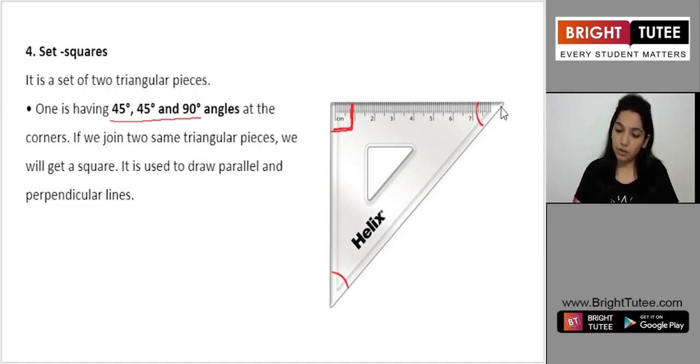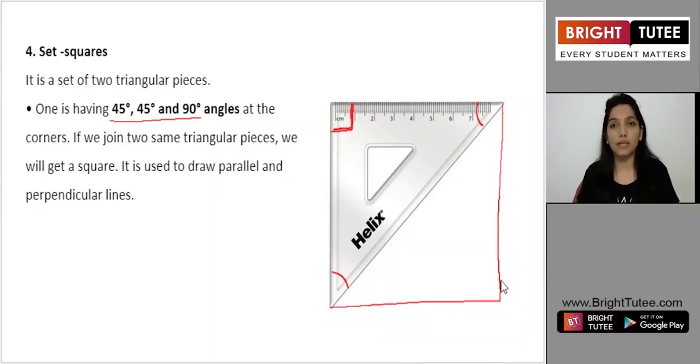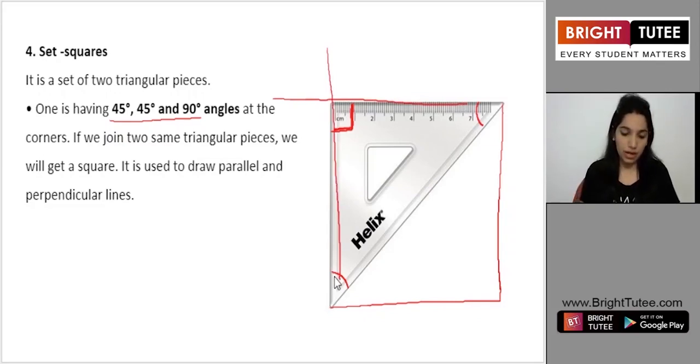At the corners, if we join two same triangular pieces, we get a square. Imagine you get another such set square and you put them side by side with one of the longest sides attached to each other, you will notice that you have formed a square. It is also used to draw parallel and perpendicular lines, because this is the 90-degree angle, as you can see. So if you put the set square over a certain line, you will be able to draw perpendiculars using this.